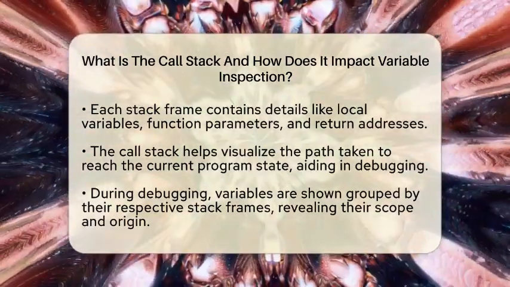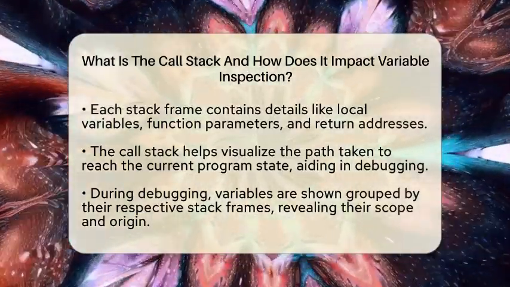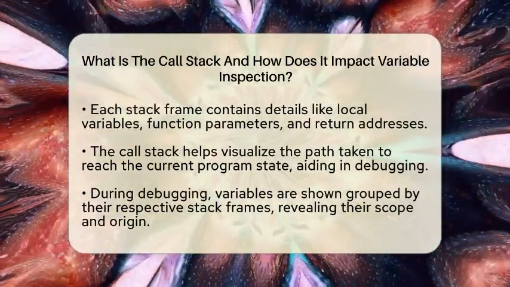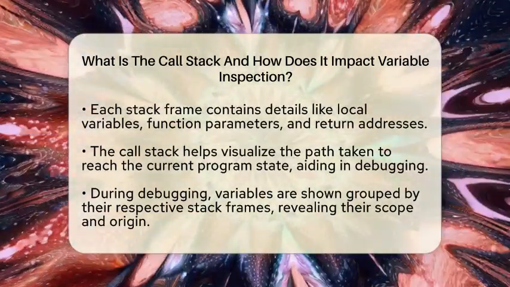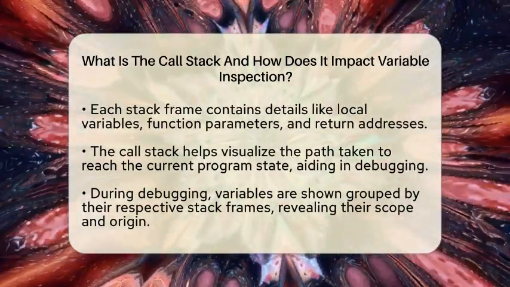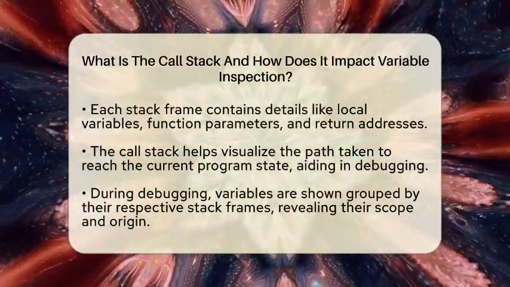Variable inspection depends heavily on the call stack. When you pause your program during debugging, the debugger shows you variables grouped by their stack frame. You can see the local variables of the current function and also peek into the variables of the calling functions higher up the stack. This layered view makes it easier to spot where a variable's value might have changed unexpectedly.